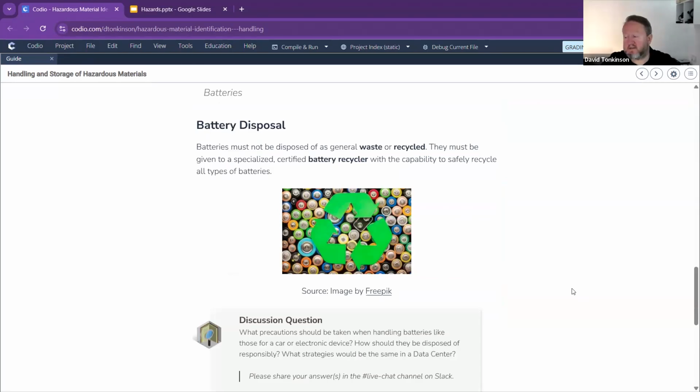Batteries, probably in the US just the same as in the UK and across Europe, cannot just be chucked into general waste or recycled. They've got to be given to a specialized certified battery recycler. You can't sneak these batteries out anymore and just dump them. They've got to go to a certified battery recycler with the capability to safely recycle all types of batteries. Oh, look at the fun there. Daniel Westmore, thank you very much for showing that image. That's what happens when a battery gets punctured.